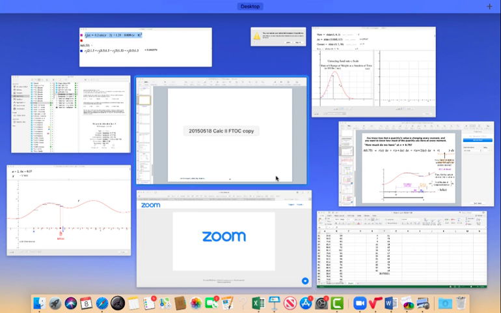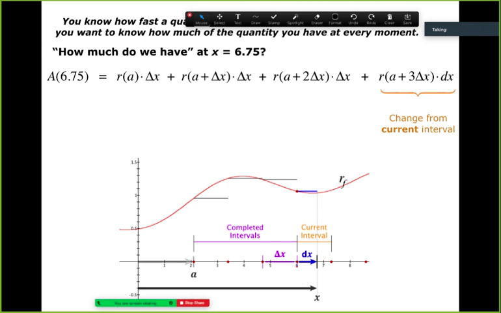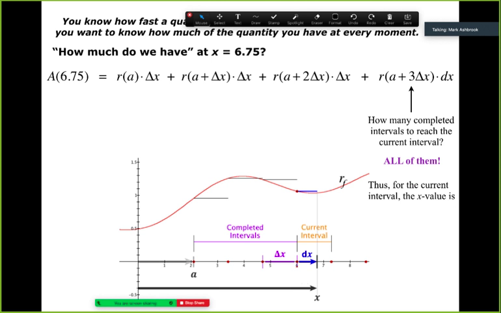It's better than you think. Let's see. Here we go. So how many completed intervals to reach the current interval? We found out what that was. So actually, we're just going to use this. What is this whole thing? We wrote it before. This is the starting value of the current interval, which we called left of x. And we said that left of x is a plus the total number of completed intervals times delta x. That's left x.